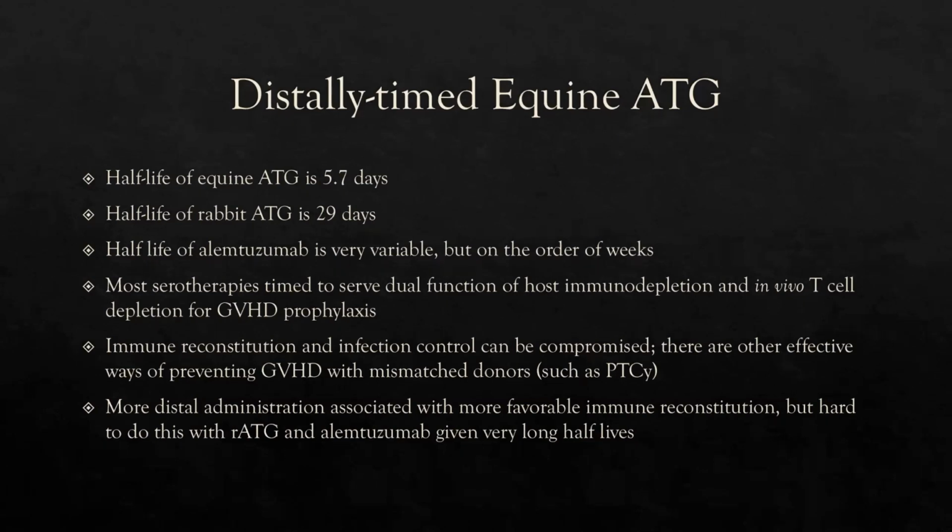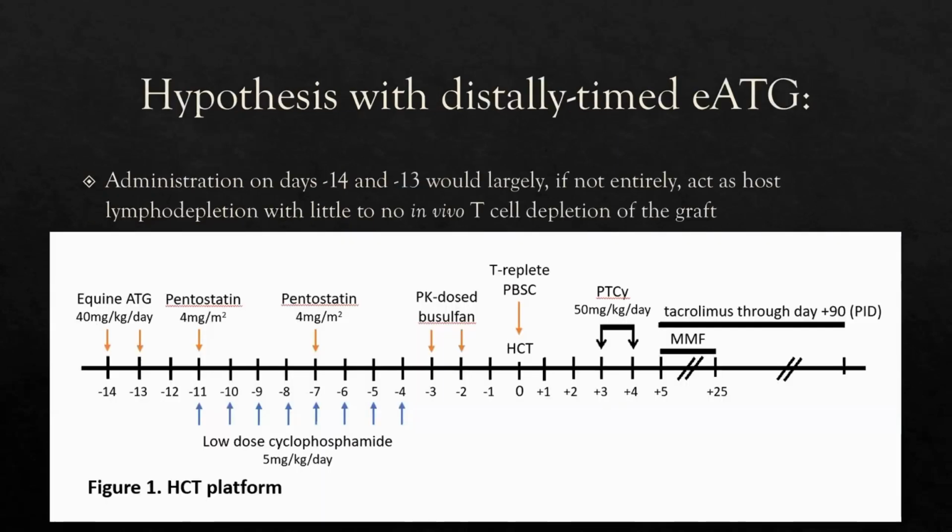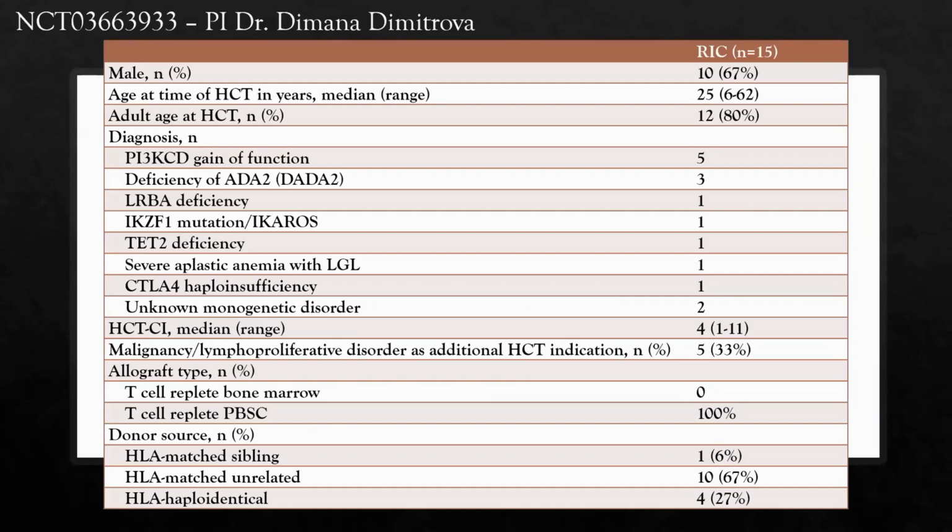And so we knew that we could more distally time serotherapy to get better host lymphodepletion, but also knew that this would be very hard with rabbit ATG or alemtuzumab. And so we hypothesized that if we distally timed horse ATG on day minus 14 and day minus 13, this would largely, if not entirely, lymphodeplete the host, but not have significant in vivo T cell depletion of the graft. So we've transplanted 15 patients to date on this hard to engraft study.